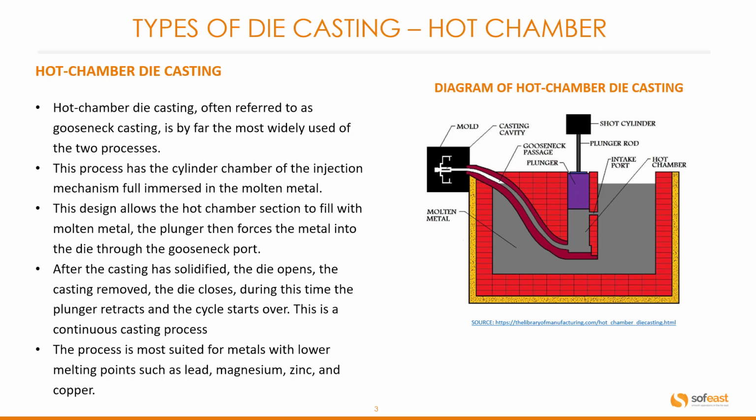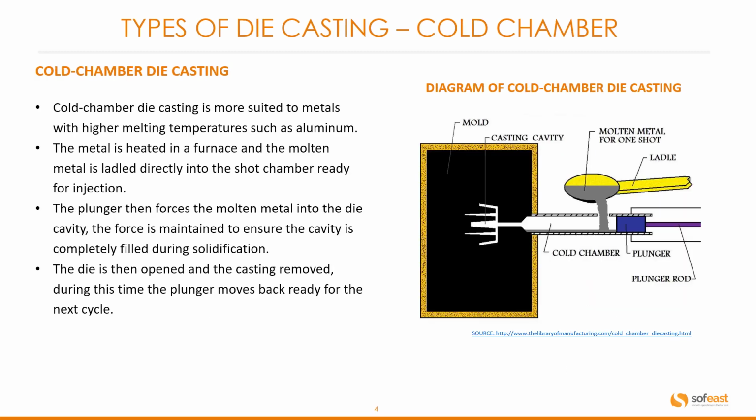This process is most suited for metals with lower melting points such as lead, magnesium, zinc, and copper. The diagram on the right clearly shows the gooseneck shape. You can also see the cylinder chamber fully immersed in the molten metal here. Let's have a look at cold chamber die casting.